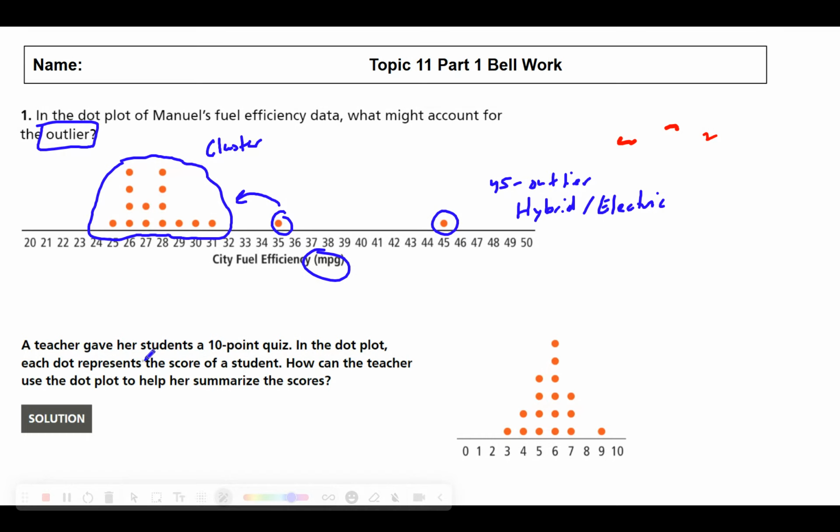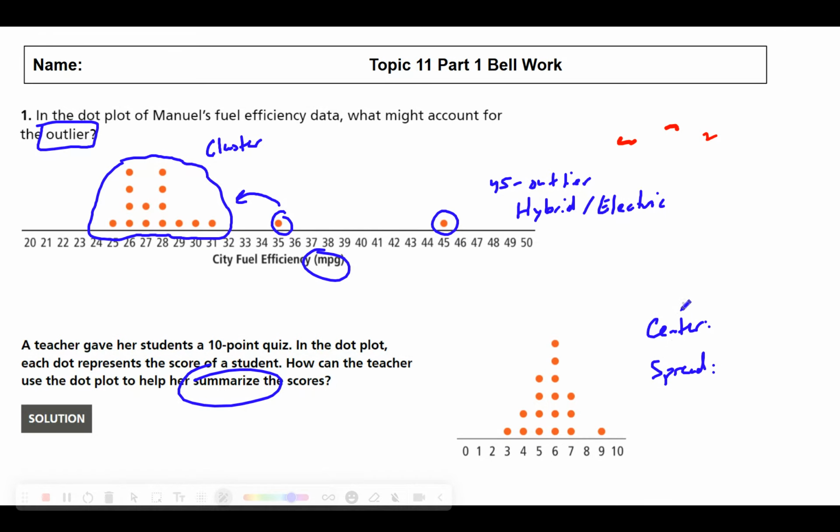Okay, the next one. A teacher gave her students a 10-point quiz. In the dot plot, each dot represents the score. How can the teacher use the dot plot to summarize the scores? So what I would do here in the dot plot is I would look for a measure of center, and I would look for a measure of spread.